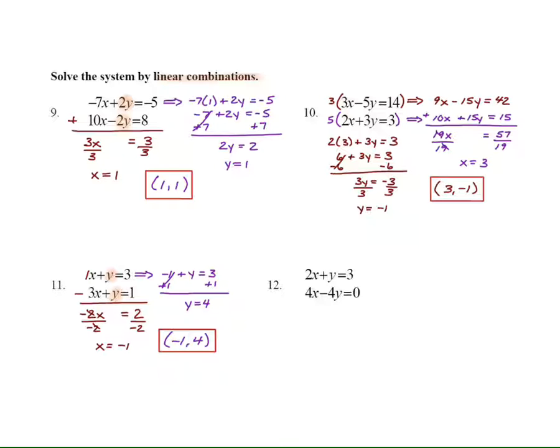Again, number 12, I want to try the same process. And I'm going to look at the coefficients of x. I have a 2 and a 4. The adding or subtracting right now wouldn't really work out. And my y's, I have a 1 and a negative 4. So either way, I'm not ready to go for linear combinations.